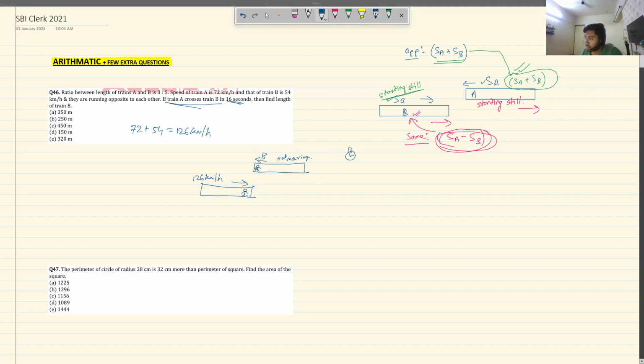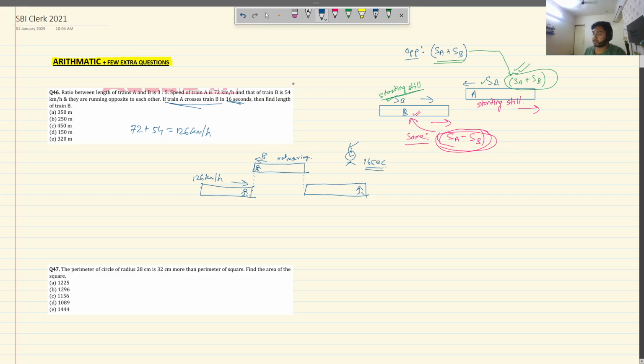As soon as the front parts of both the trains meet, at this instant someone starts this stopwatch, and once the back part has just barely crossed the back part of train B. Here is my driver of train A. He has driven the train forward enough so that the back of train A has just barely crossed the back of train B, and at this moment that person stops the stopwatch. The time recorded on this clock was 16 seconds.